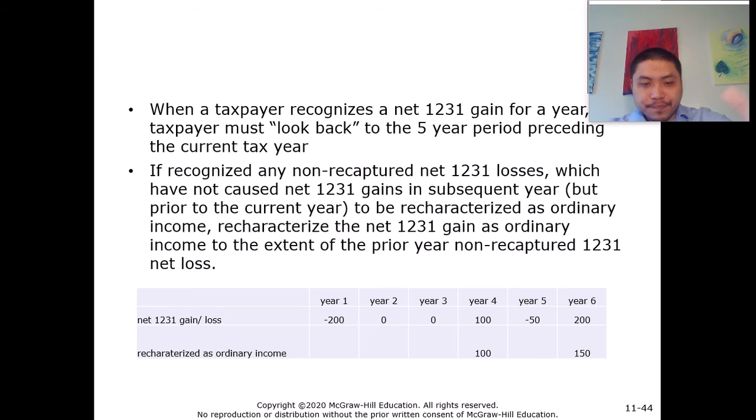So let's see. We have a company here that is disposing of section 1231 property, and there are 5 years, year 1, 2, 3, 4, 5, and then year 6 is going to be the current year that we're going to be treating. We want to figure out how we can treat this $200 of net 1231 gain in the current year, and then we look back to the 5-year period prior to this current year, right?